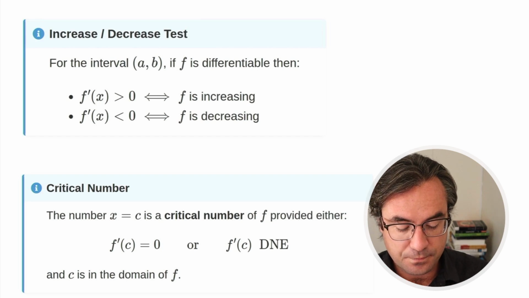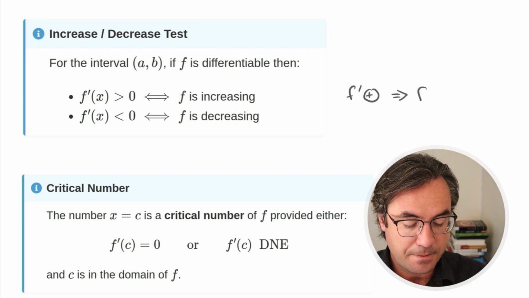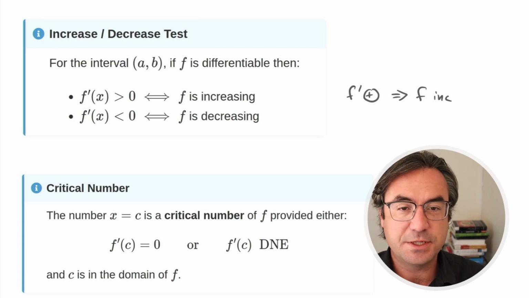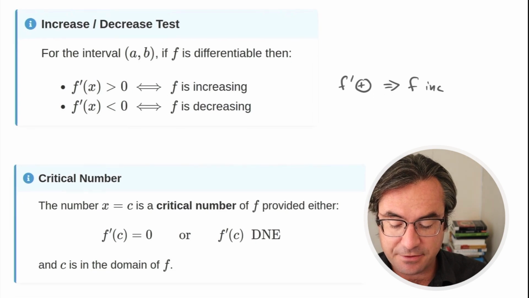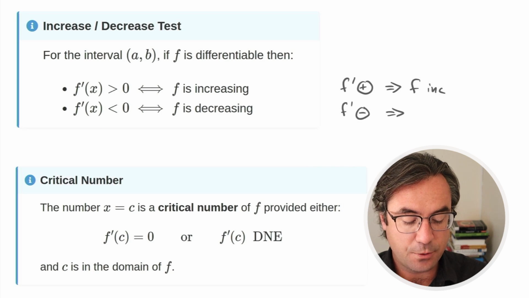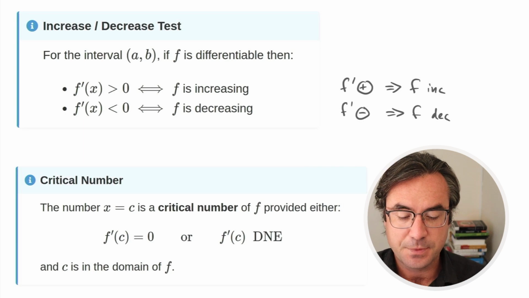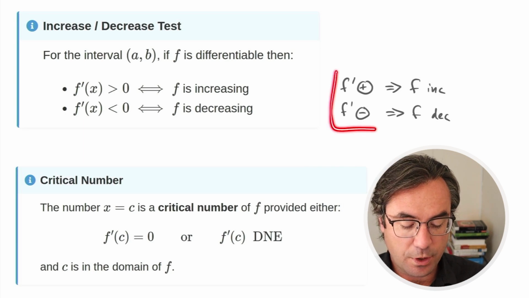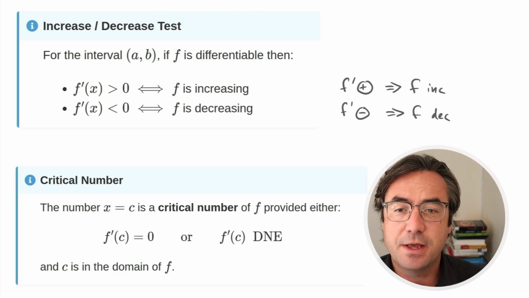So if our first derivative is positive on an interval, the original function f is moving up. It's increasing there. And if f prime is negative, well, then the original function is moving down. It's decreasing. So this is what we're going to be looking for. We're going to be trying to figure out where f prime is positive or negative.